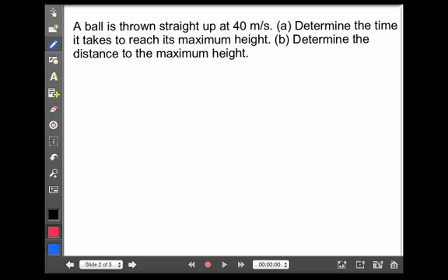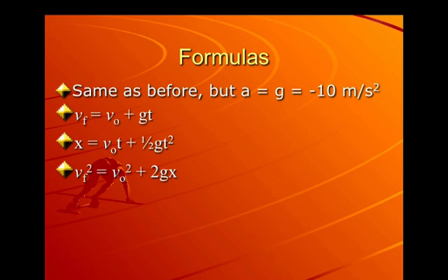So let's look at an example problem and how we're going to deal with this. Here we have a ball is thrown straight up in the air at 40 meters per second. Determine the time it takes to reach its maximum height, and then determine the distance to the maximum height. So how are we going to do this? Well, what we need are some formulas.